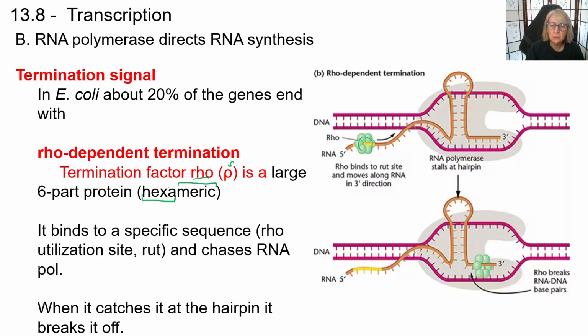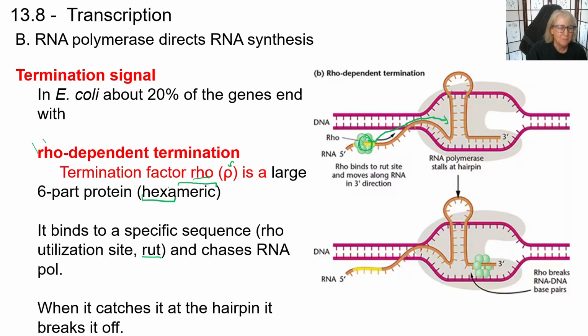It binds to a specific code on the newly transcribed mRNA called a Rho utilization site, or a RUT. I don't know why it's not a RUS, but it's a RUT. And when it binds, it actually starts chasing it as fast as it can and sliding up the molecule. It even makes that sound. And as it runs into a hairpin turn, it actually cleaves the molecule so that it breaks it off.